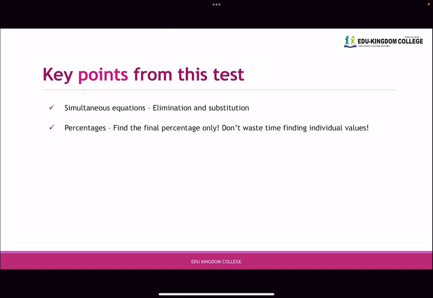So just the key takeaways from this test, like we went over at the start. Simultaneous equations, we have elimination and substitution, so you can use either, it doesn't matter, whatever you're more comfortable with. And percentages, find the final percentage only. Don't waste time trying to find individual percentages in the middle, because it's just going to be time consuming and you're going to run out of time at the end.